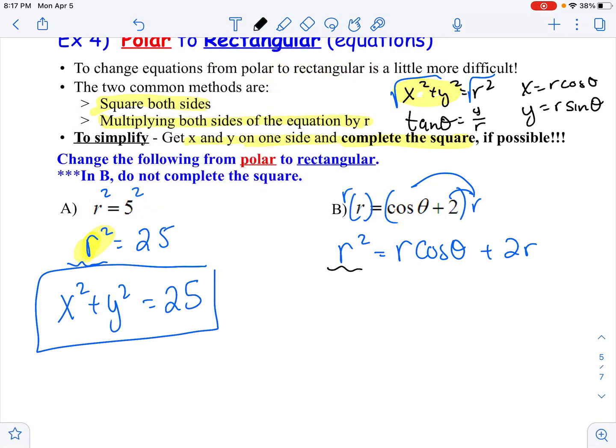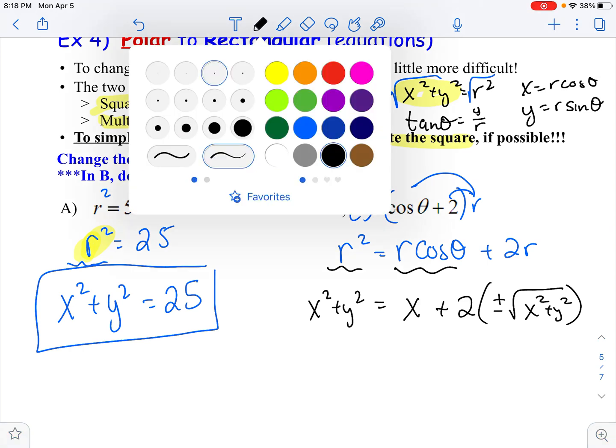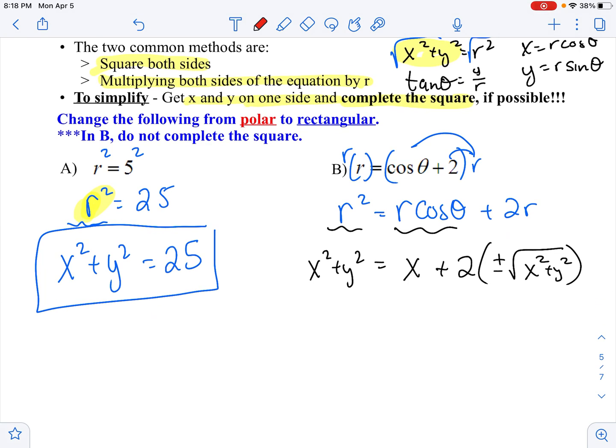So when I do that, I can substitute r squared for x squared plus y squared. That equals r cosine theta, which is just x, plus 2. Remember, when I square root both sides, don't forget I do get plus or minus the square root of x squared plus y squared. Now that doesn't look very nice. However, remember our goal is to get rid of all of the r's and the thetas and only have x's and y's as our variables, which in this case I did.